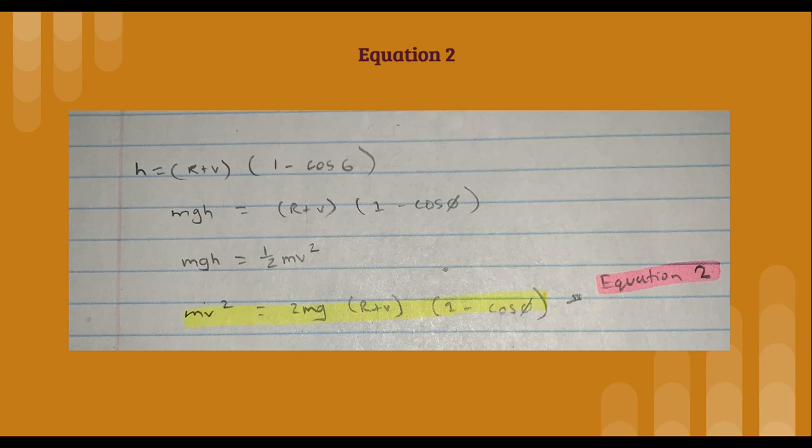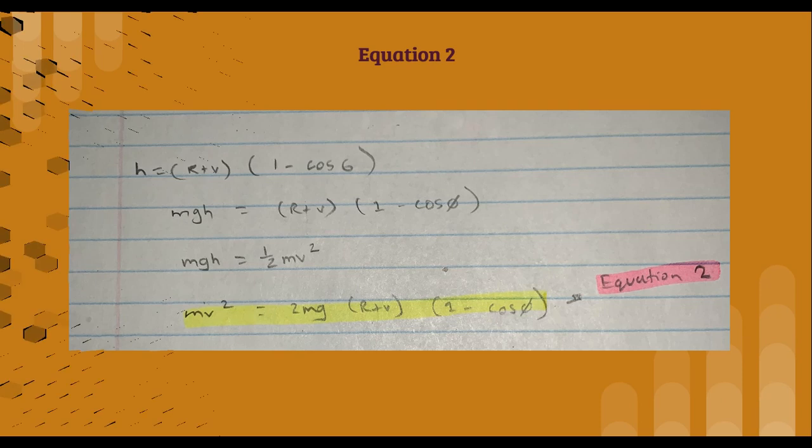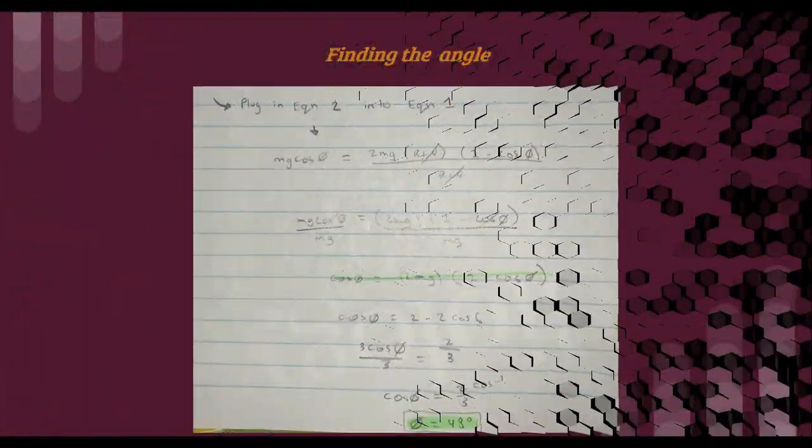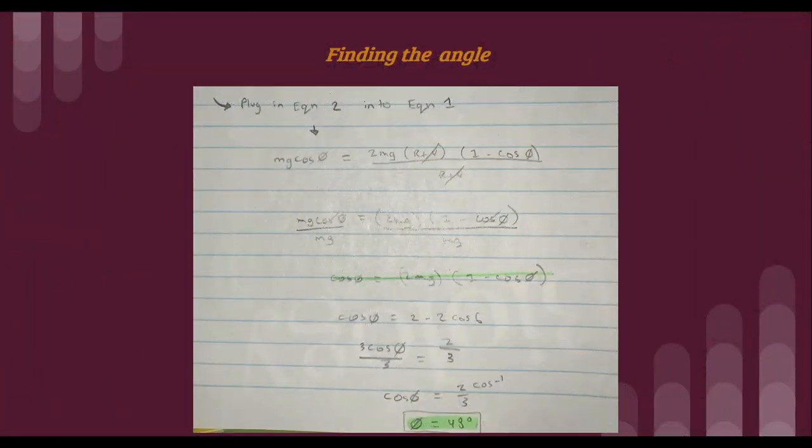The second equation that I derived was mv squared equals 2mg(r + v)(1 minus cos theta). Since initially we were supposed to find at what angle the marble loses contact with the soccer ball, I substituted equation 2 into equation 1 and solved for the angle. I canceled out different variables and came to the final conclusion that the angle was 48 degrees.